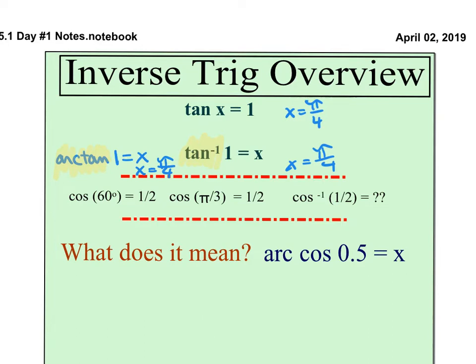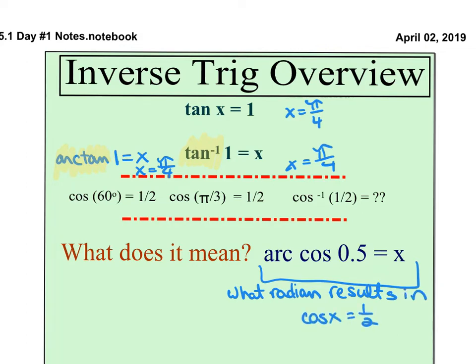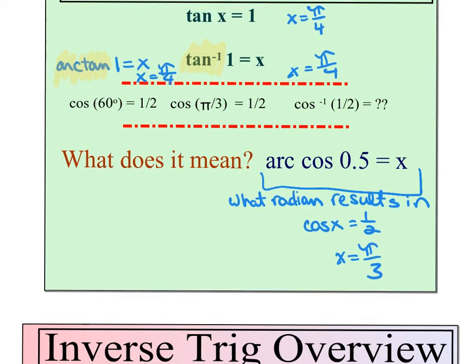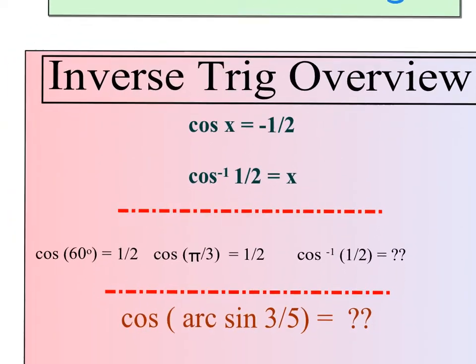Okay, so what does it mean? Arc cosine of 0.5 equals x. That means what radian results in cosine of x equaling 1/2. Where do we find that? The first place that we would find that is at pi over 3. Now, there are some restrictions on our answers, which we're going to get into, not in this slide, but coming up. So let's try it again.